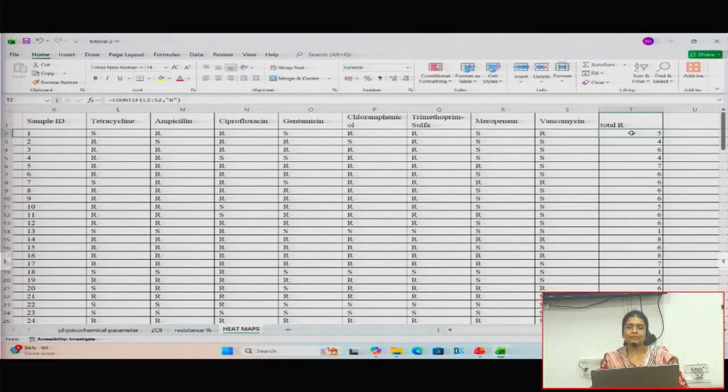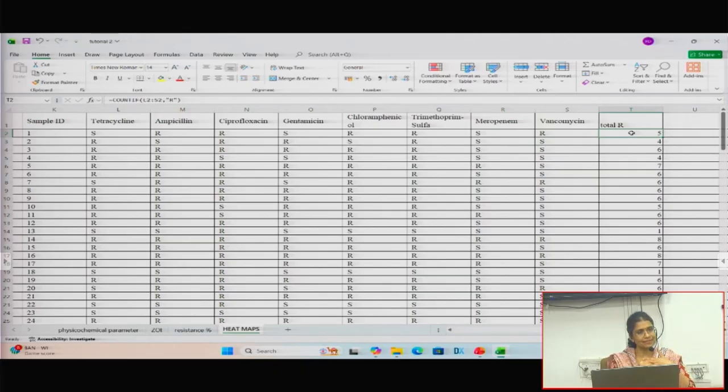So now, can you calculate the associated percentage resistance? Pranjal, you okay with this that I've shown here? In your sheet, is it reflecting? Because what I want to do with the second sheet is to calculate the percentage resistance. For percentage resistance, I would need total R divided by the total number of samples.